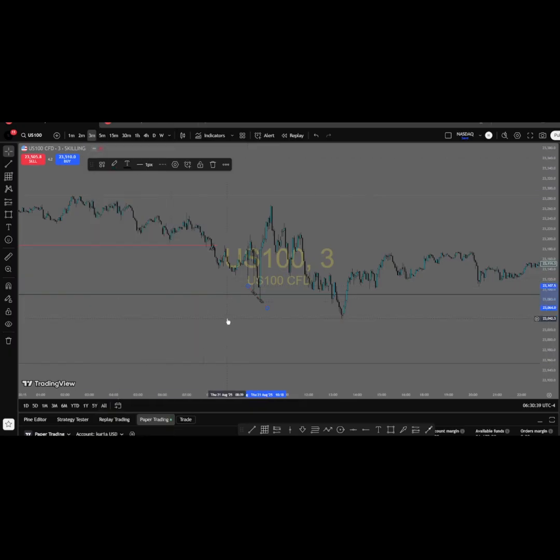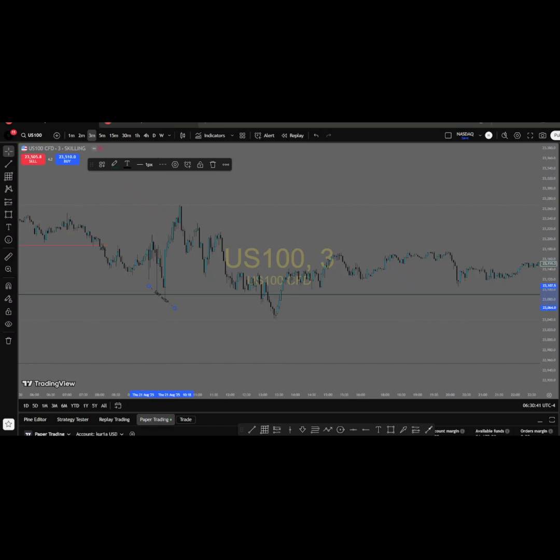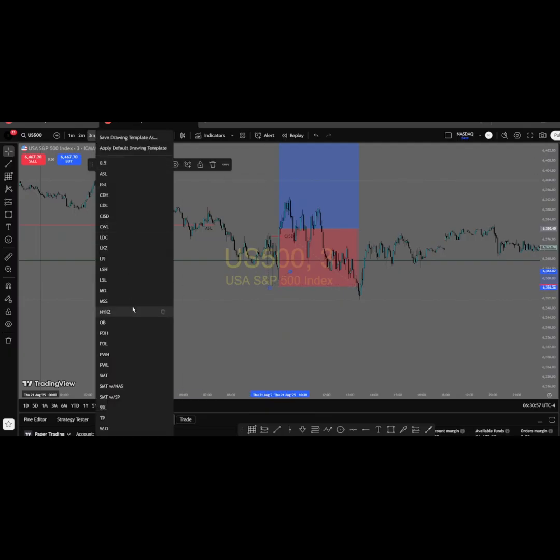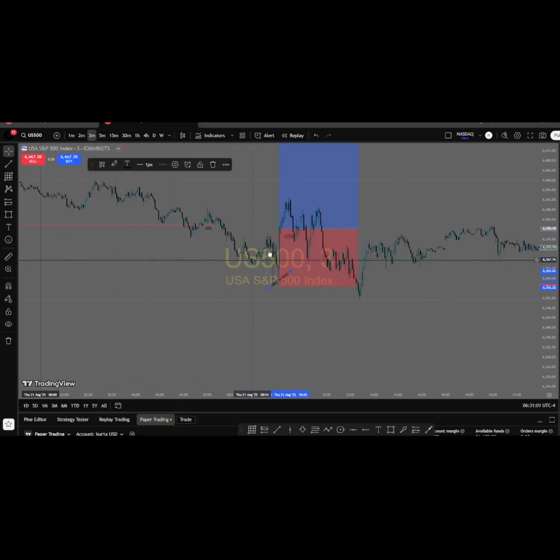Again, SMT is a confluence to each and every trade that I take. Most of the trades that I take have an SMT divergence. So you can see that on US 500, price was willing to trade higher in that moment. That was the SMT, and that's why I took the trade on S&P.